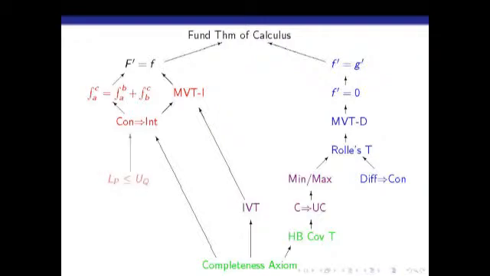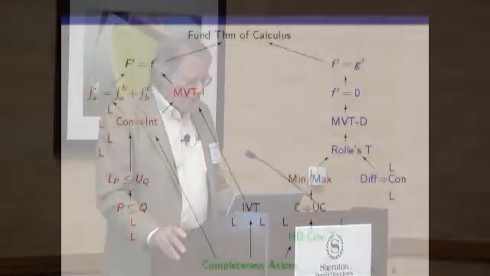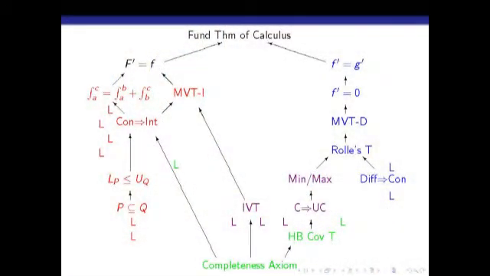And this theorem on the left, that a continuous function is integrable, uses the completeness axiom and the theorem that every lower sum is less than or equal to every upper sum, which comes from knowing that if Q is a refinement of the partition P, then it gives you bigger upper sums and lesser lower sums. And if you put that all together, you get the fundamental theorem of calculus.